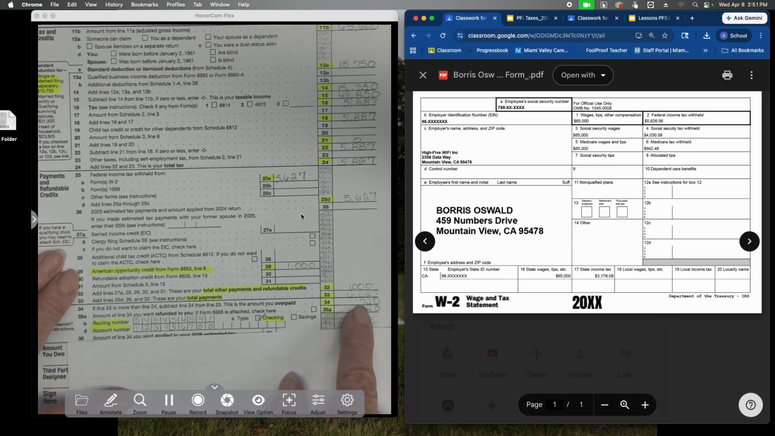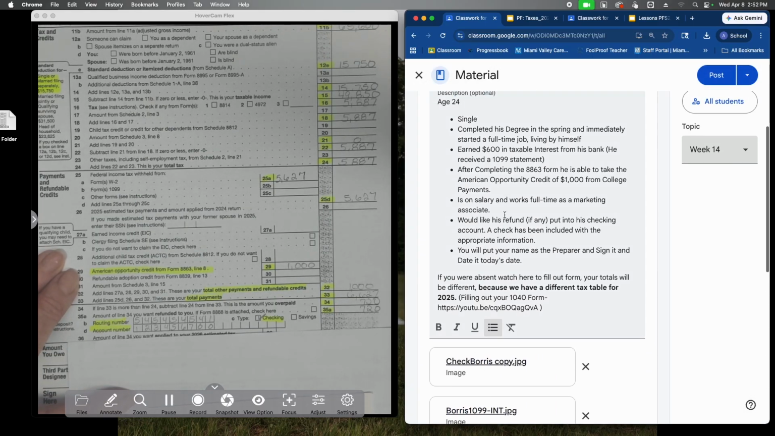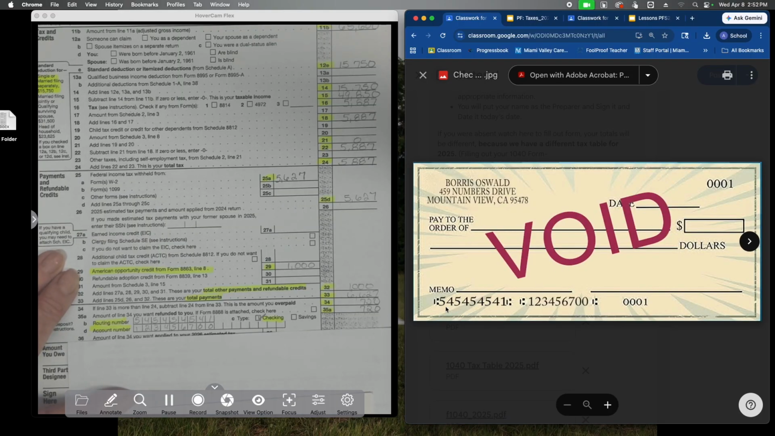Make sure that you put these numbers here. Where did I get this at? Borris gave me a canceled check. So right in here, here's Borris's canceled check, and here is his check numbers. Routing number, account number, okay?